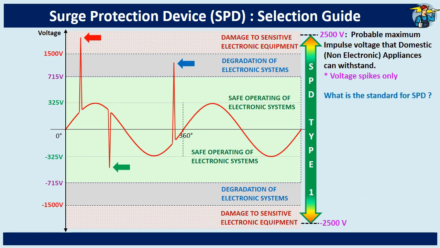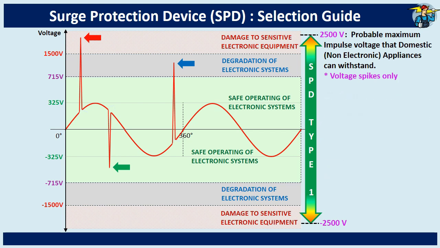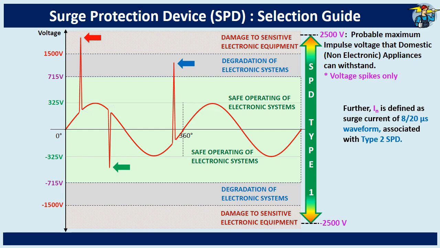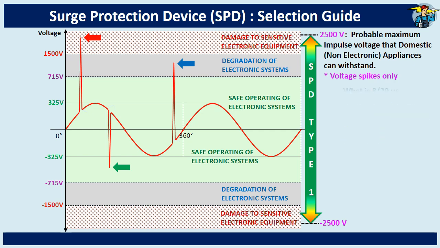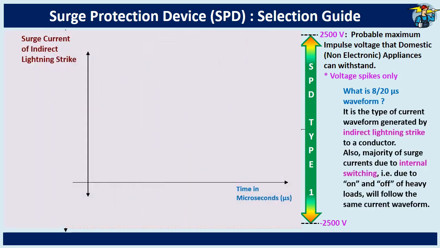What is the standard for an SPD? For a building to meet UL 96A standard for lightning protection systems, it must have a type 1 SPD with a nominal discharge current rating of 20 kA installed at the service entrance. Further, IN is defined as surge current of 8/20 microsecond waveform associated with type 2 SPD. What is 8/20 microsecond waveform? It is the type of current waveform generated by an indirect lightning strike to a conductor.